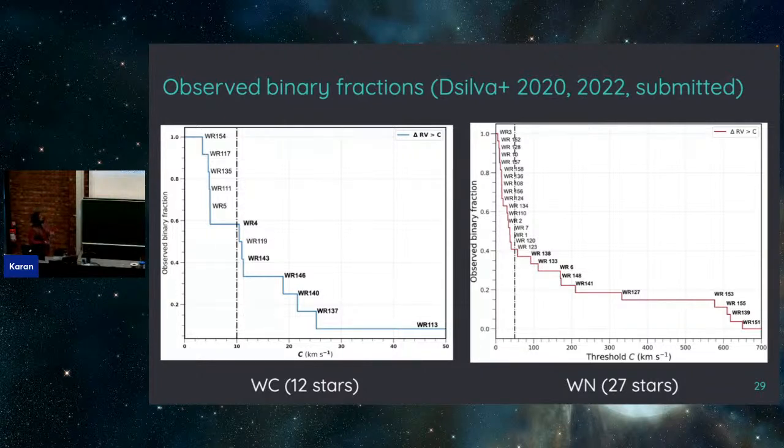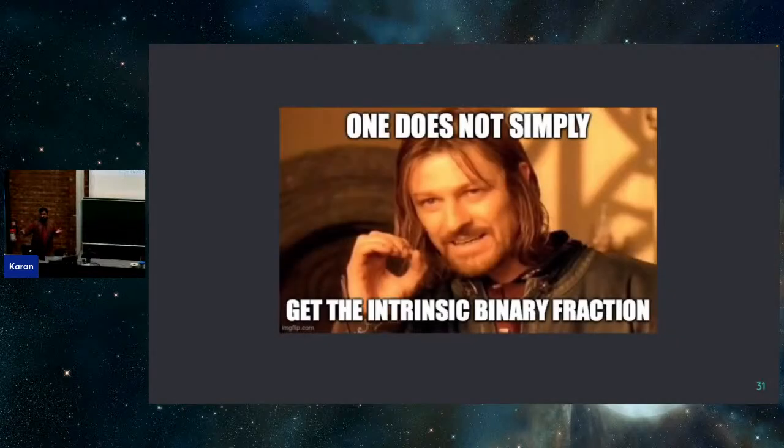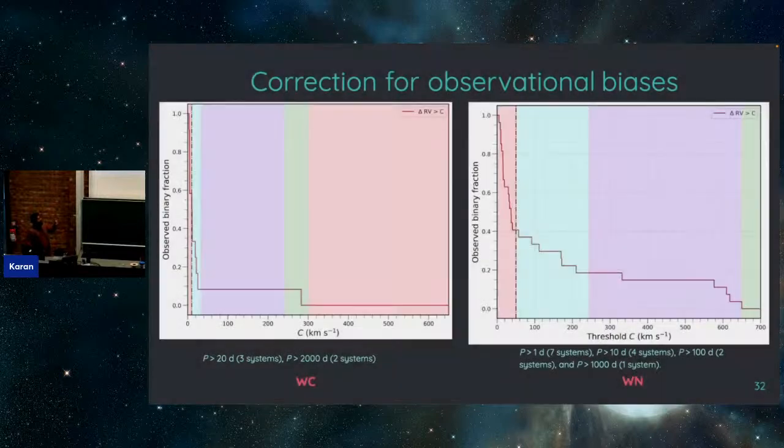Now, what happens because of that? So on the y-axis, you see the observed binary fraction. And remember, that was our question in the beginning. What's the binary fraction, right? So can we just say that, yeah, these are the numbers. Good job, everybody. Let's go home. Is that it? Do these observed binary fractions tell us the percentage of all Wolf-Rayet stars that are in binaries? And the answer to that is no. One does not simply get the intrinsic binary fraction.